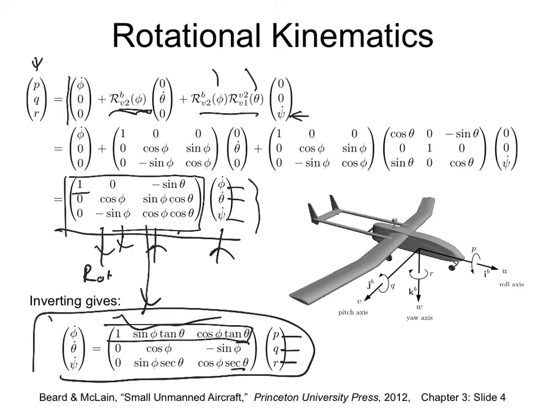Later on, when we are designing controllers, we can assume phi dot equals P, as a simplification for designing controllers. But for actual simulation, phi dot is a function of the other rotations. If you are not rotating, if Q is 0 and R is 0, then phi dot equals P.